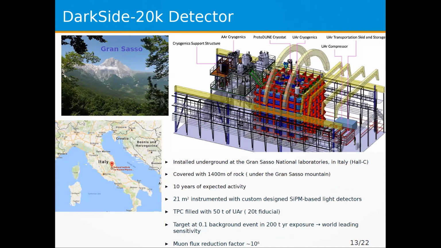So, a couple of words about the detector, the 20k. It will be built at the same place, in the Gran Sasso laboratory. This is around 140 kilometers from Rome, more or less, under the Gran Sasso mountain, shielded with 1,400 meters of rock. We expect the detector to work for around 10 years. As I said, 50 tons of argon, and we expect very low background, smaller than 0.1 background events even in a 200 ton-year exposure. That would be the world leading sensitivity.